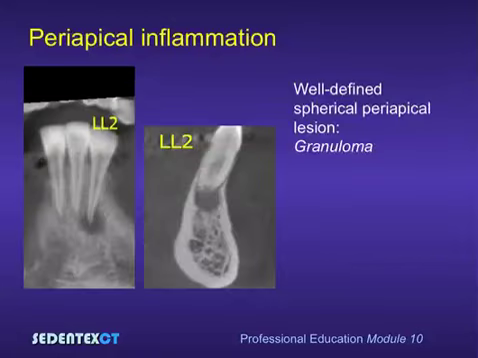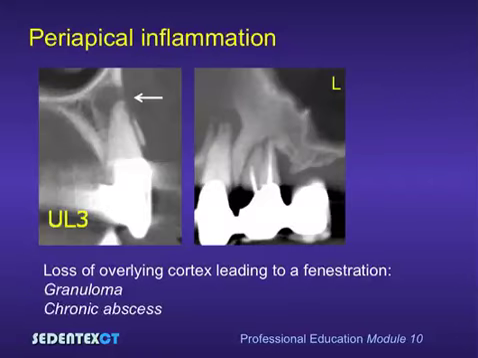If chronic periapical inflammation persists, this often develops into a well-defined spherical periapical lesion, which we call a granuloma, that is a ball of chronic inflammatory cells, as we can see here on this lower left lateral incisor. Loss of overlying cortex leading to a fenestration of the cortical plate is also seen in a granuloma, but is also a feature of chronic abscesses.